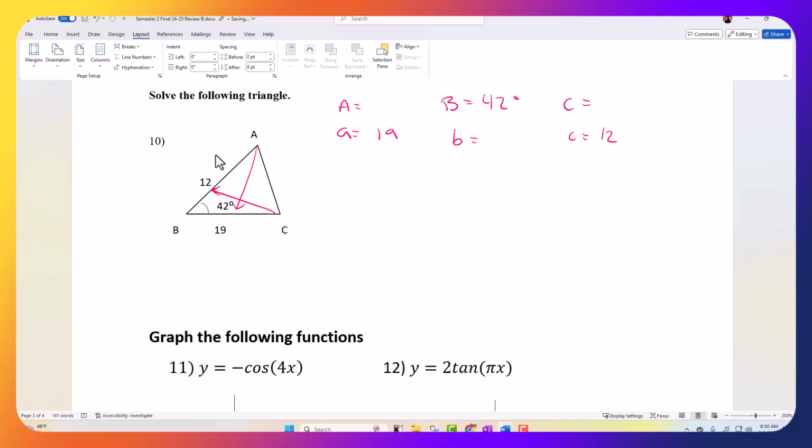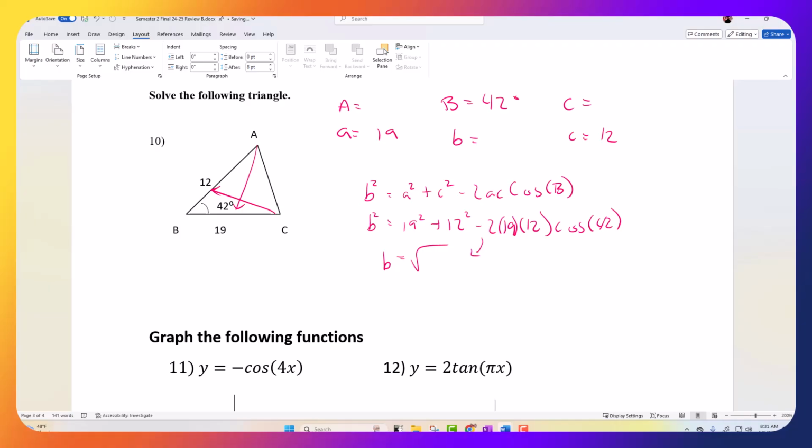Because I know capital B, I'll use the B version of the law of cosines, which is b squared equals a squared plus c squared minus 2ac cosine of big B. So little b squared will equal 19 squared plus 12 squared minus 2 times 19 times 12 times cosine of 42. And to get b alone, I'm going to have to square root whatever number comes from all of that.